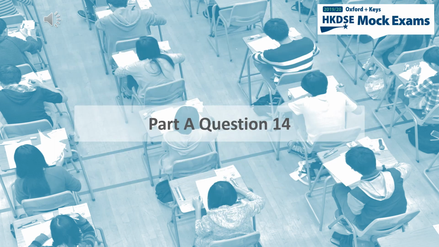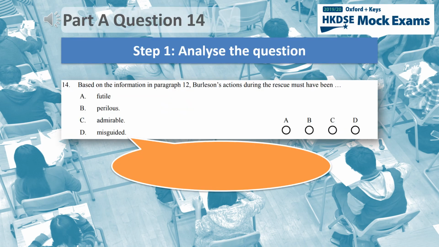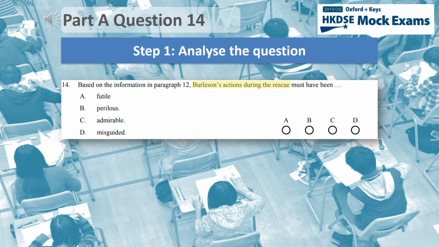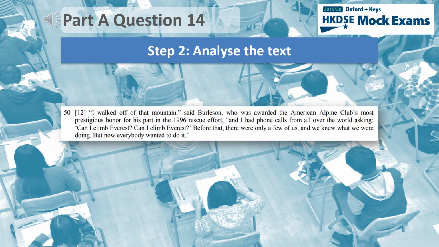Part A, Question 14. This is a multiple choice question which tests your ability to make inferences. You need to choose the word that best describes Burleson's actions during the rescue. You are also told to refer to the information in paragraph 12. So let's look at paragraph 12. The information we can find is that Burleson was awarded a prestigious honor for his part in the rescue effort.